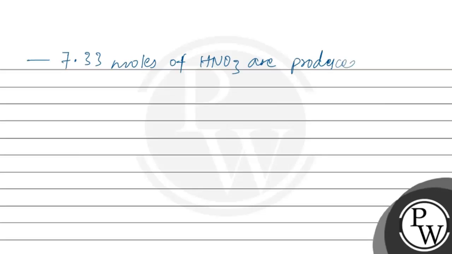So we can write that 7.33 moles of HNO3 are produced by 10.995 moles of NO2.